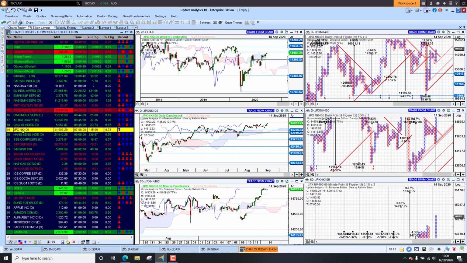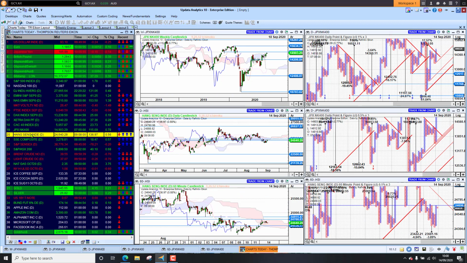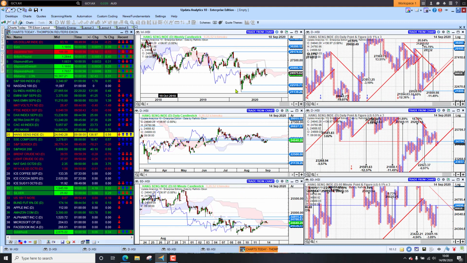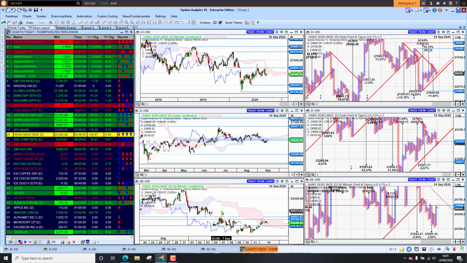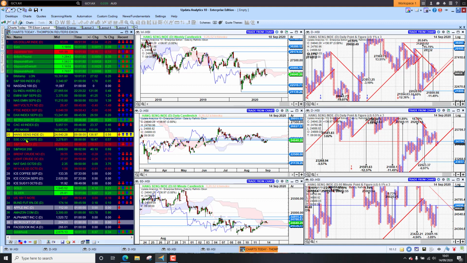Japan was up 0.75% overnight, so that's looking better on the short-term chart, and in fact is starting to look bullish on all three time frames. We've had a pretty tough few years in Japan, but we are just starting to see that look better. And the Hang Seng Index also has been pretty bearish, still not quite above the cloud, so we are still in bearish mode there.